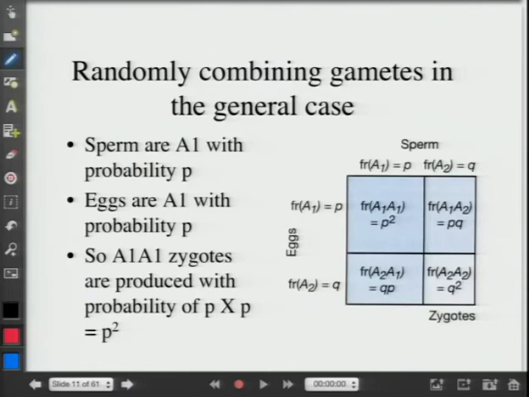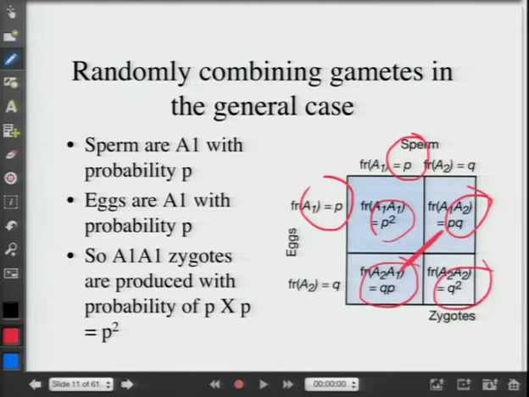Okay, so here's the general case of recombining gametes. It's exactly the same kind of diagram we did for big A's and little a's with numeric things, but here the frequency of the A1 allele in sperm is P, in egg is P, so this genotype should have a frequency of P squared. Heterozygotes are formed at PQ, except there's also formed at QP. There's two ways of producing these heterozygotes that are equivalent, and the homozygous A2A2 should have a genotype frequency of Q squared. So you have an allele frequency of Q, and you have a genotype frequency of Q squared.